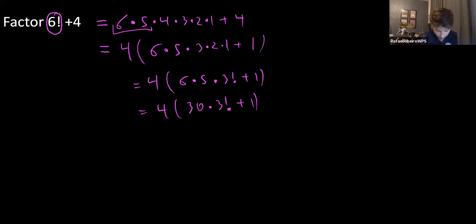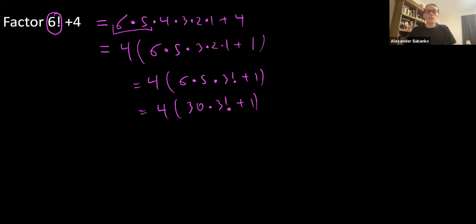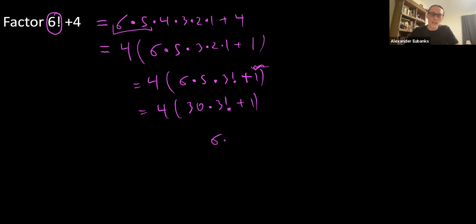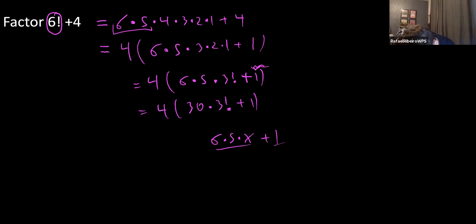Or 31, couldn't you? No, because you would need this to be 6 times 5 times 3 factorial plus 1 times 3 factorial so that they would be like terms, right? But you don't have a 3 factorial back here. So they're not like terms, just like if you had 6 times 5 times x plus 1, right? You couldn't add these guys because they're not like terms. Does that make sense? Okay. Cool beans.